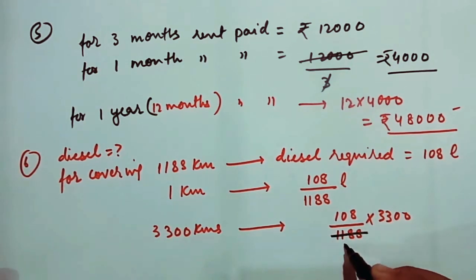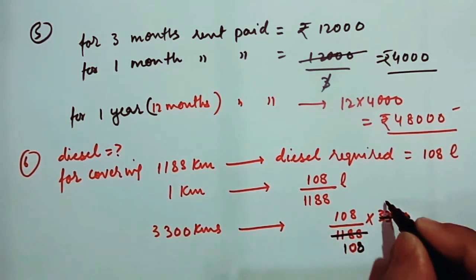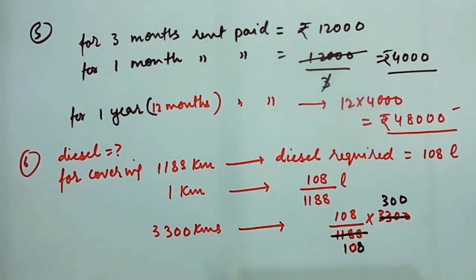See, 11 1s are 11, 11 8s are 88. This is the mistake that everyone will do. Here, see, nothing is in its proper place. You will have to put 1 zero over here because you are taking 2 digits at once. 11 3s are 33. So 108 times 3 is equal to 300 liters.